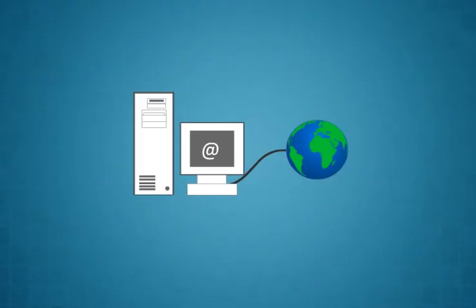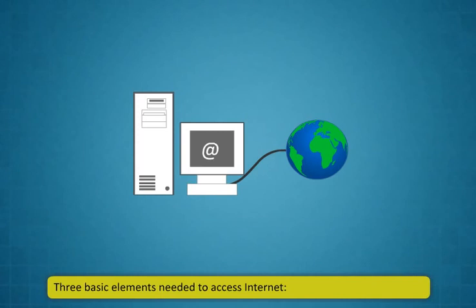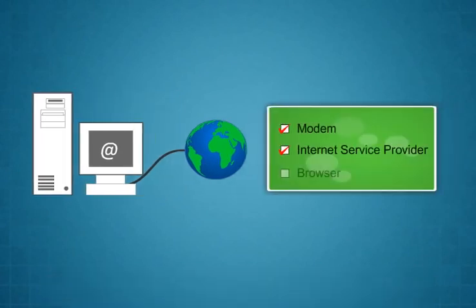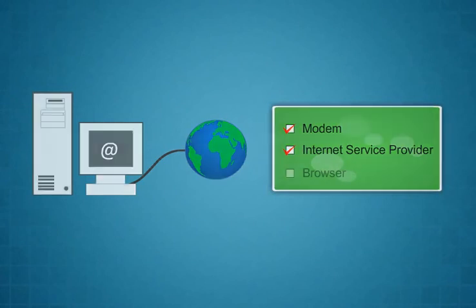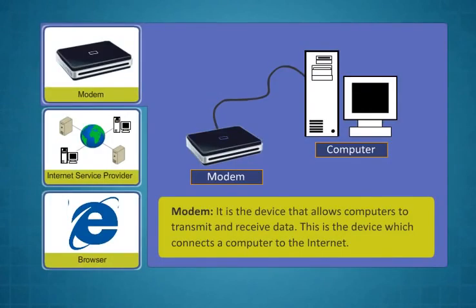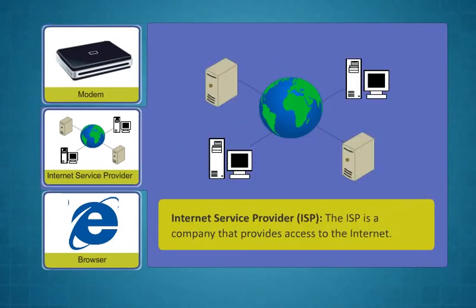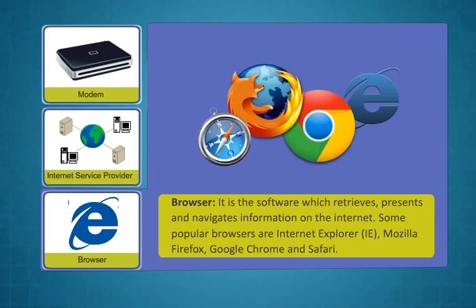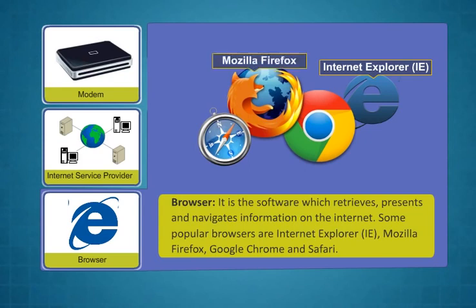To access the internet, there are three basic elements you need in your computer: modem, internet service provider, and browser. A modem is the device that allows computers to transmit and receive data. This is the device which connects a computer to the internet. An internet service provider, or the ISP, is a company that provides access to the internet. A browser is the software which retrieves, presents and navigates information on the internet. Some popular browsers are Internet Explorer, Mozilla Firefox, Google Chrome and Safari.